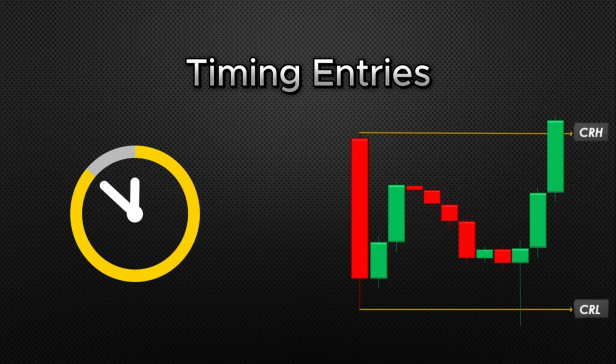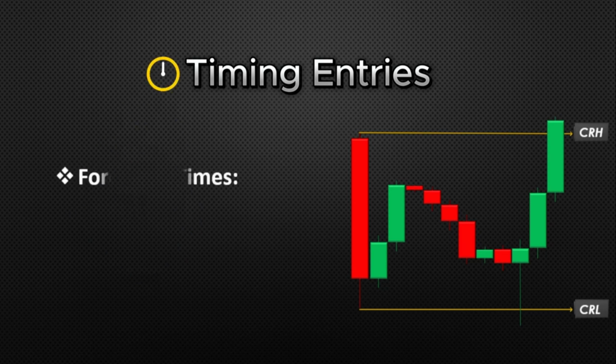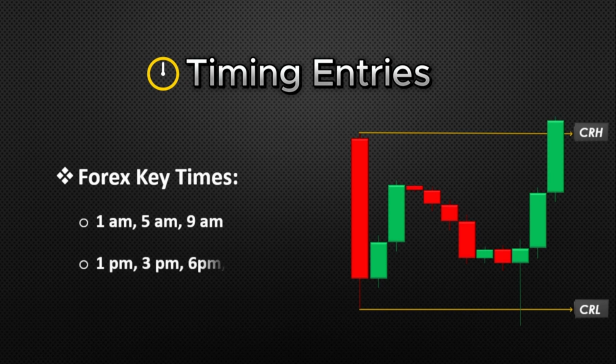In the Forex market, there are specific times when price action tends to be more reliable for these setups. 1 a.m., 5 a.m., 9 a.m., 1 p.m., 3 p.m., 6 p.m., 9 p.m. These times are crucial because they often coincide with the opening of major trading sessions, which is when we see the most volume and volatility. If you're trying to identify a CRT pattern, make sure to look for these setups around these key times.